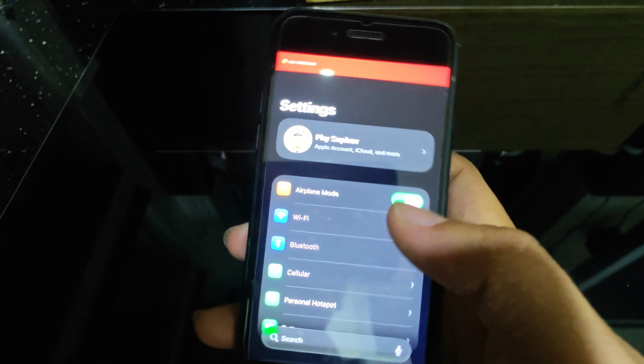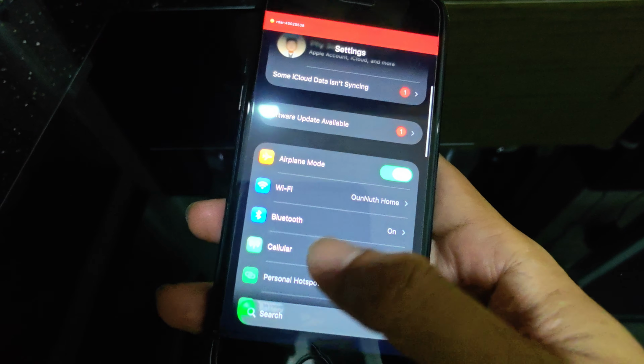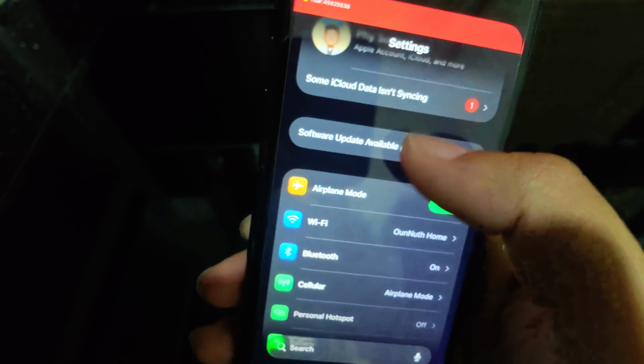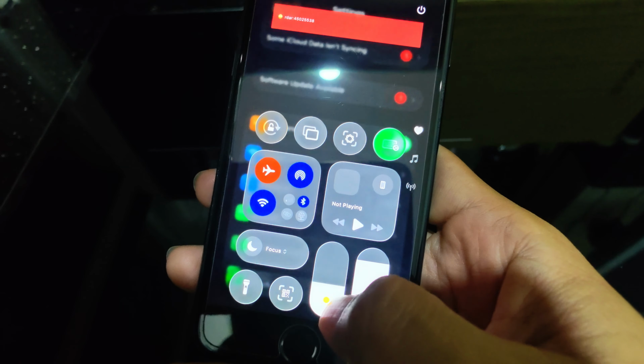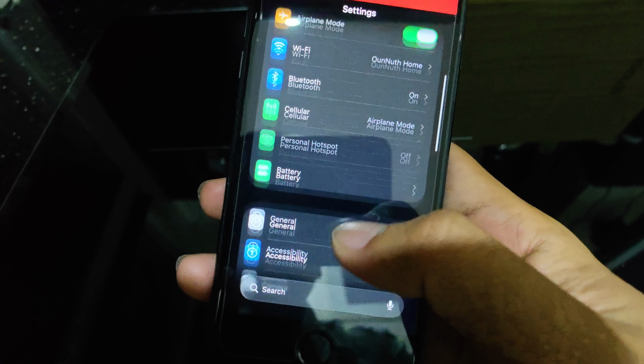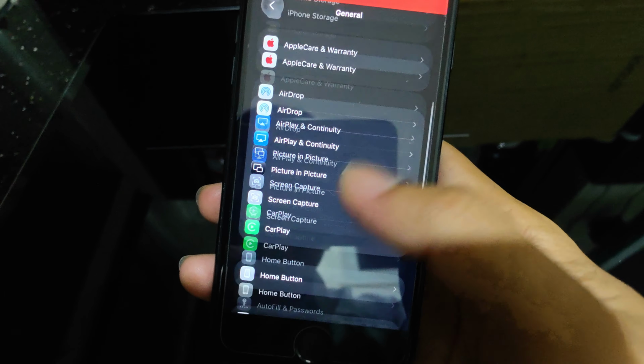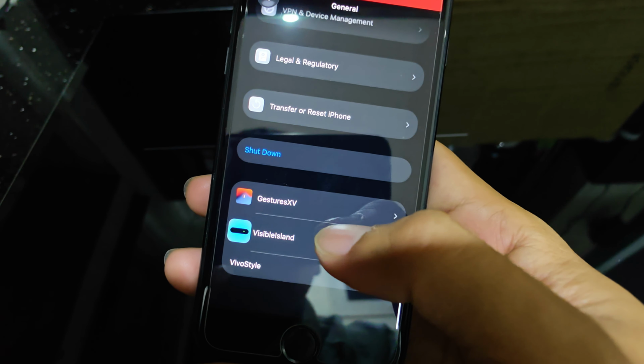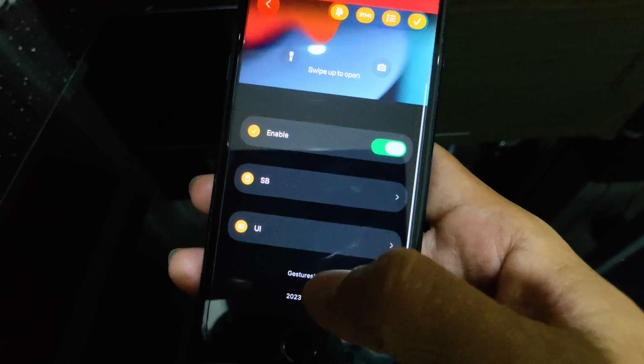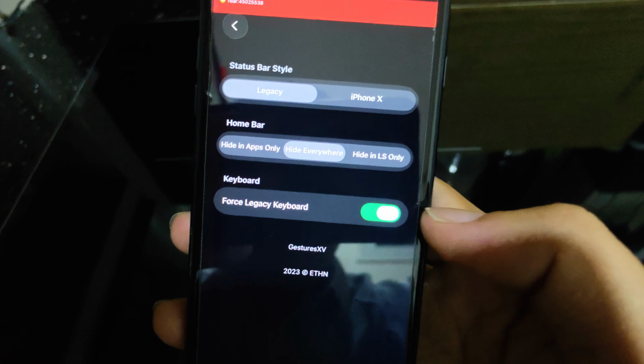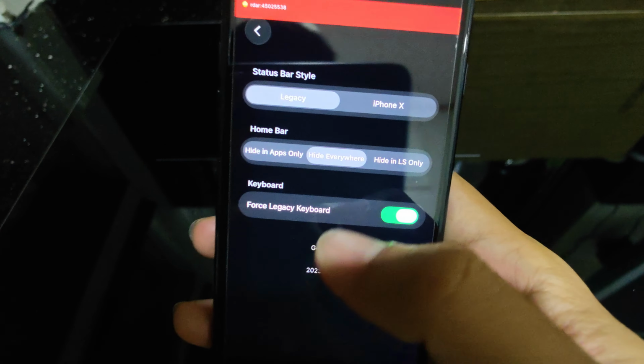So if there is anyone who can solve the problem, please let me know. I try to fix everything here with the UI, with everything, and it's not working.